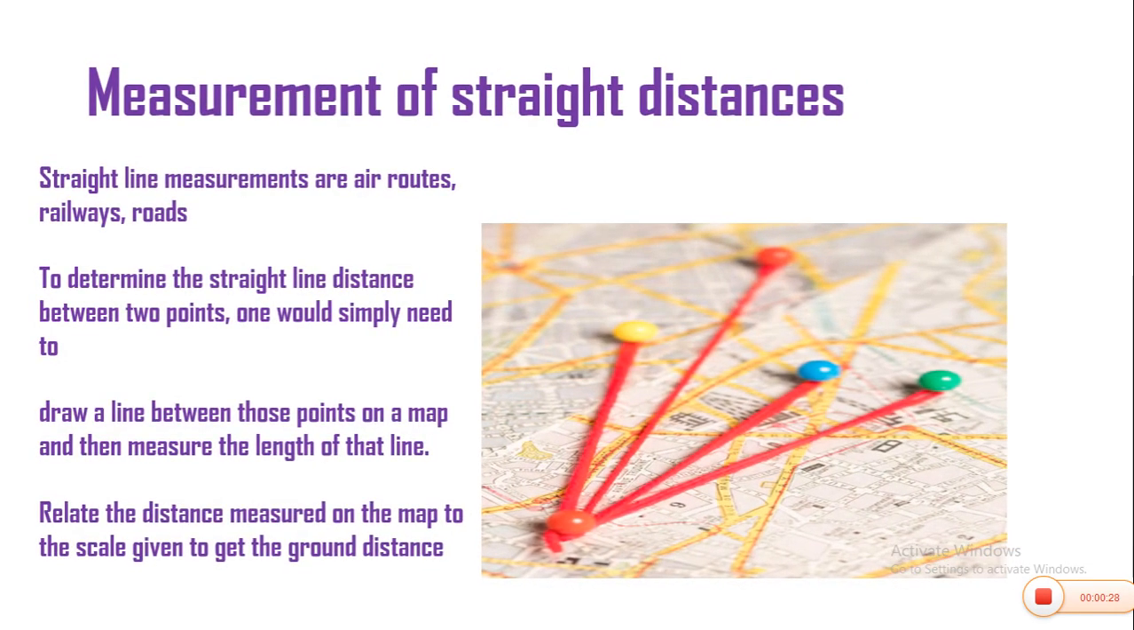Measurement of straight distance. How to measure straight distance. Straight line measurements can either be air routes, railways, roads, etc. Now, to determine the straight line distance between 2 points, one would need to draw a line between those 2 points on a map and then measure the length of that line. Relate the distance measured on the map to the scale given to get the ground distance. We'll look at how to do this calculation as we continue on this topic.